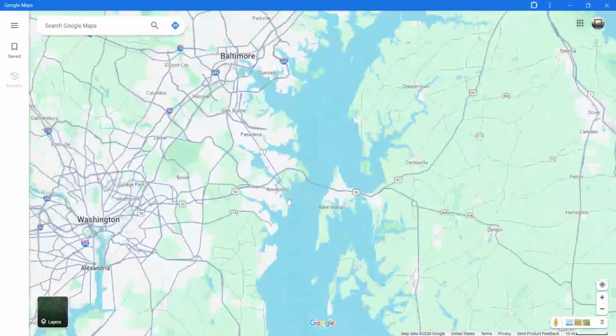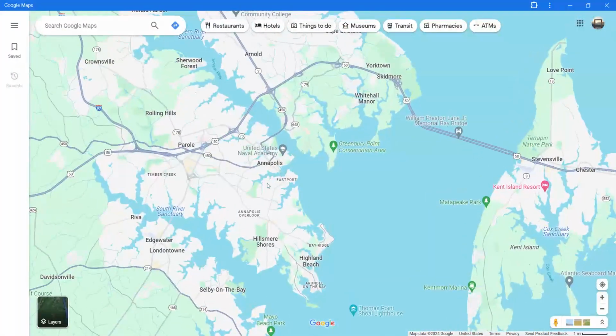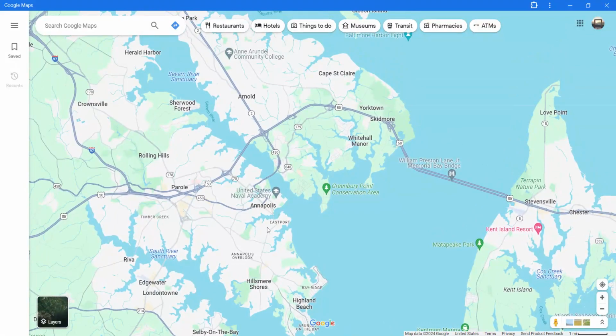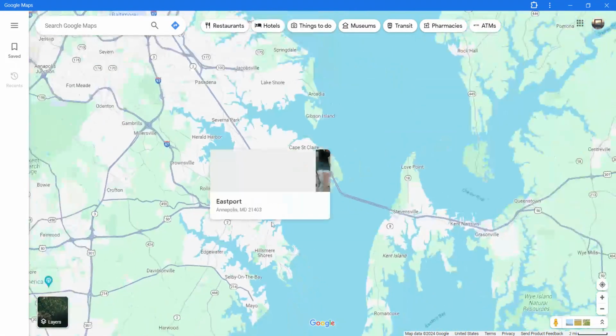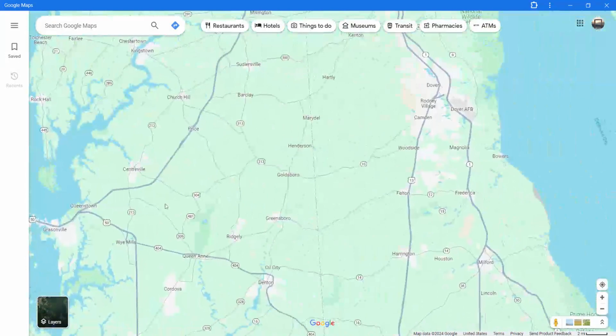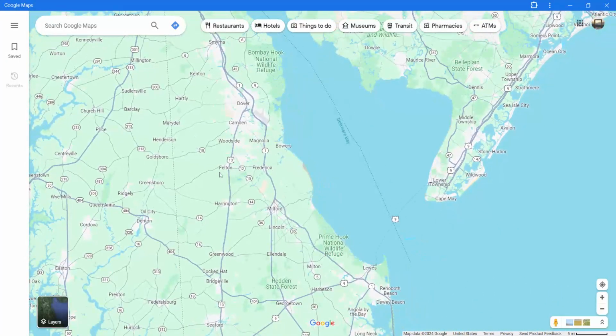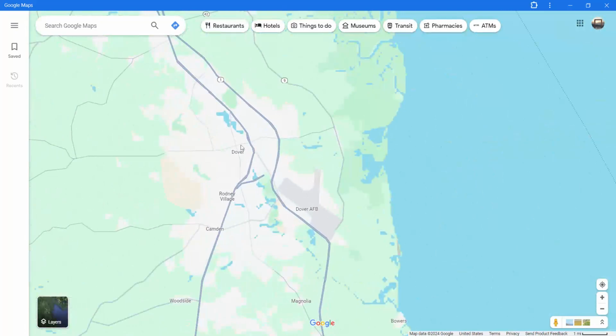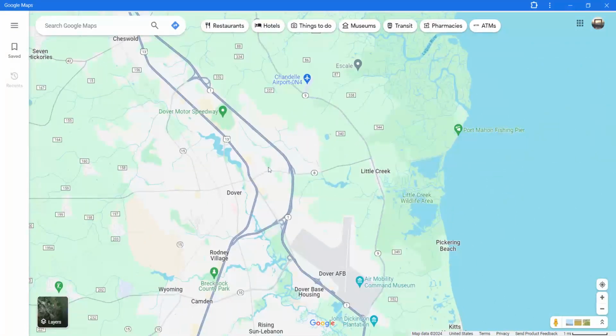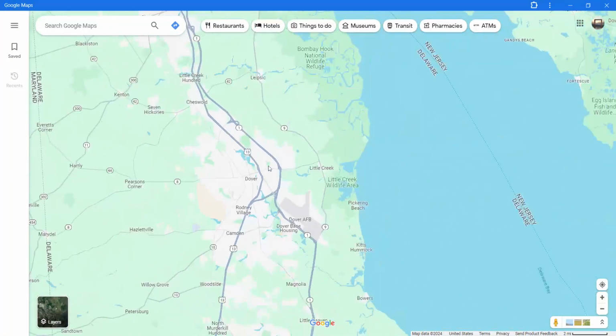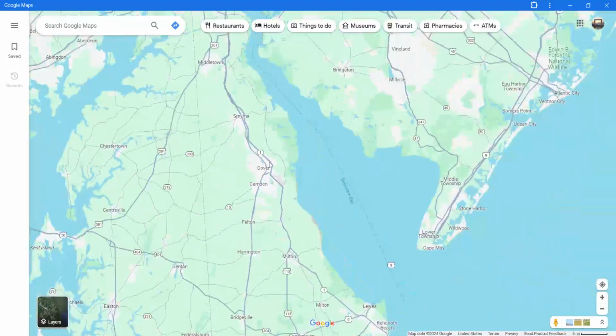North, we have the state of Maryland and its capital, Annapolis. Annapolis, Maryland. Over to the state of Delaware, and Delaware's capital is the city of Dover. Dover is the capital of Delaware.